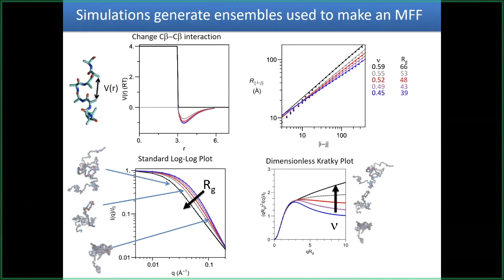We know what the radius of gyration is for the ensemble. We can compare what our model thinks it is versus our fit, and we're accurate to within around 1% or so. I calculate the Rg of this chain and all the rest of them, and I get an Rg value from each one. And yes, the more expanded it is, the bigger the Rg.